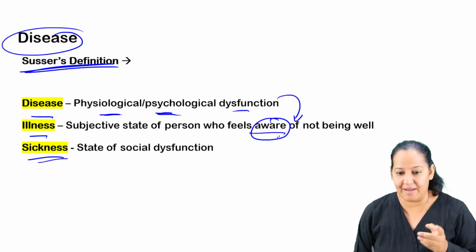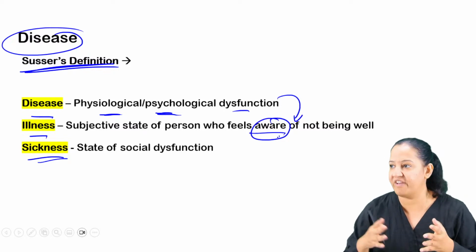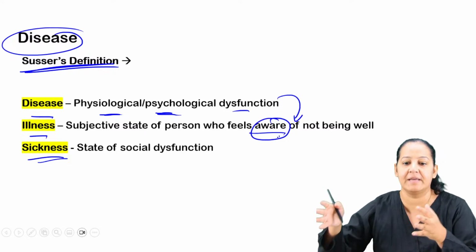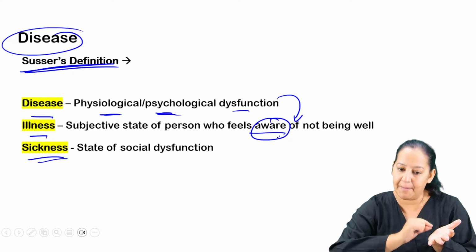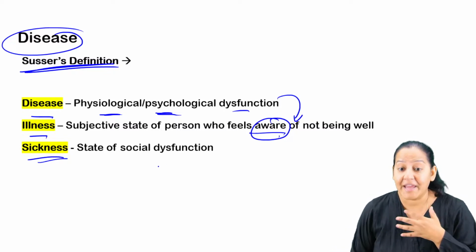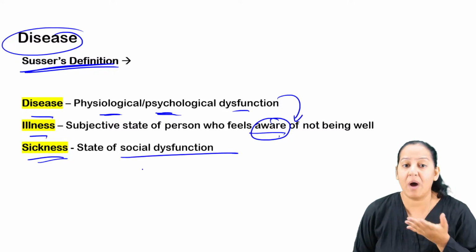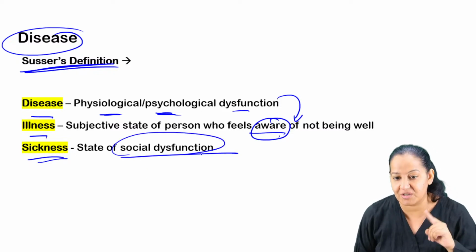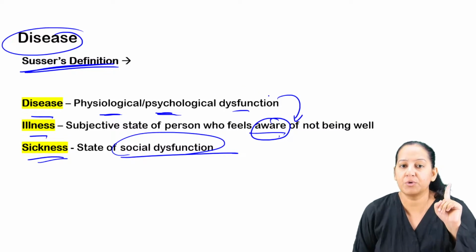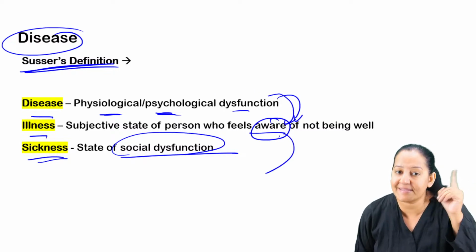Since I am ill, I will write a leave application, because wherever I'm working, in a hospital, in an institute, in a class, I will apply for leave. What will I say? I am sick, so I will not be able to do my social responsibility. So I am taking a state of social dysfunction. The social dysfunction is the sickness. So disease leads to illness and illness leads to sickness.